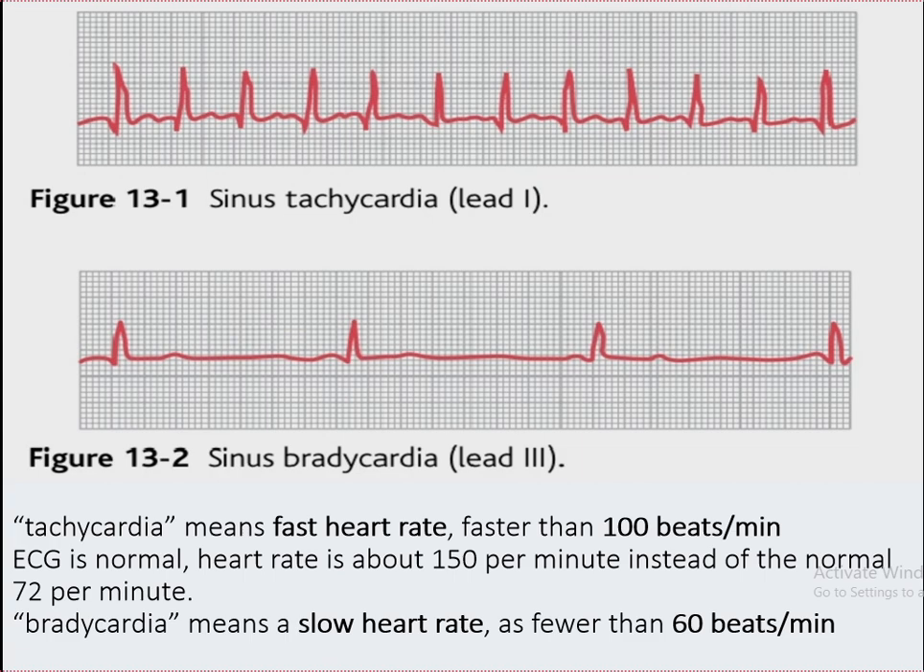But if someone has tachycardia, that is a rapid heartbeat, greater than 100 beats per minute, the waves will be packed. Seeing these are QRS complexes, meaning wherever you see a QRS complex, that is a beat.